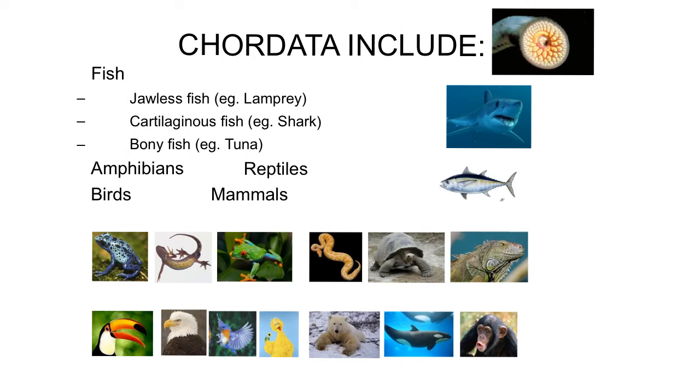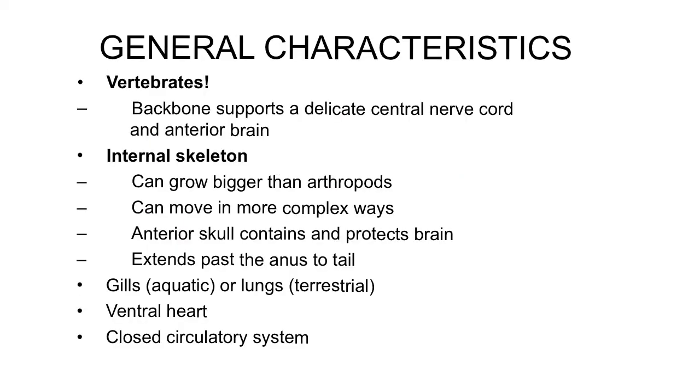And so our chordates have some common characteristics that I want to talk about. The main characteristic of the chordates is that they have a vertebrae, or they have a backbone that supports a nerve cord. That's what makes them under phylum Chordata. We also have an internal skeleton. So we have our bones, and these bones can grow with us as we age.